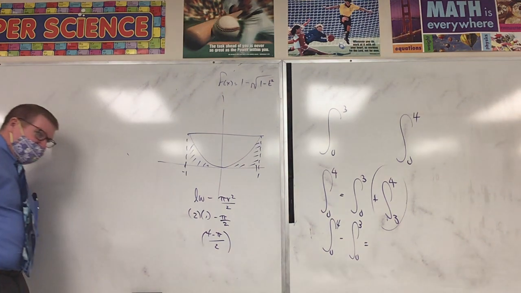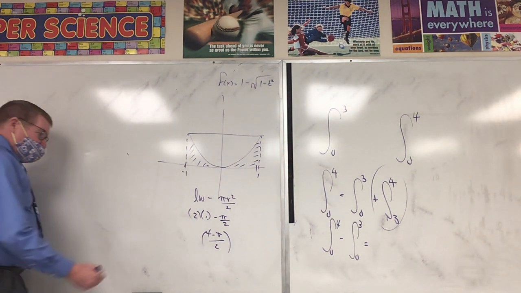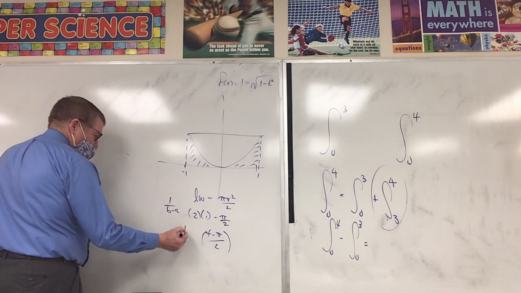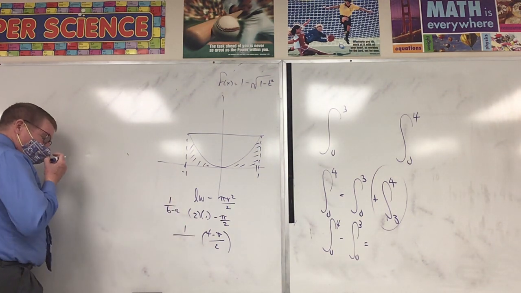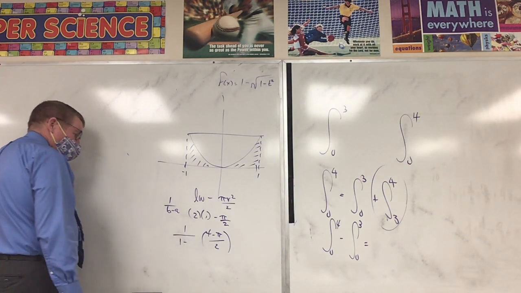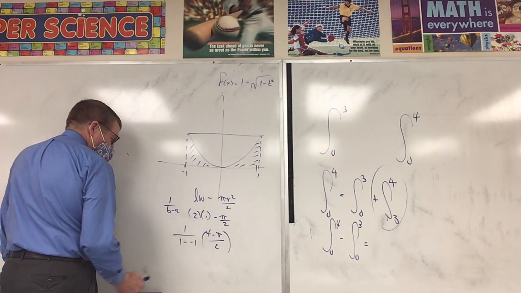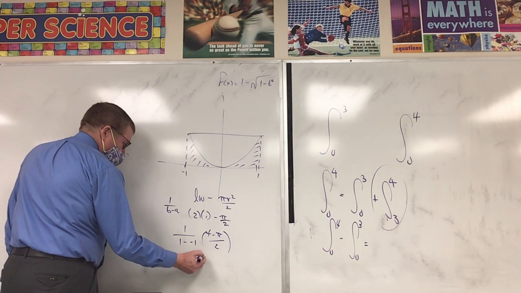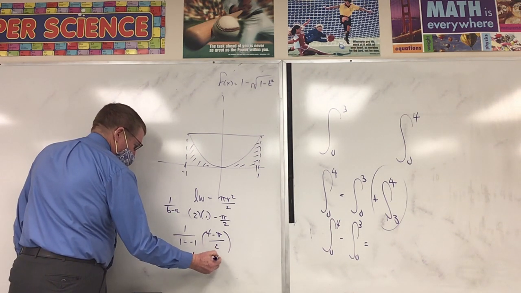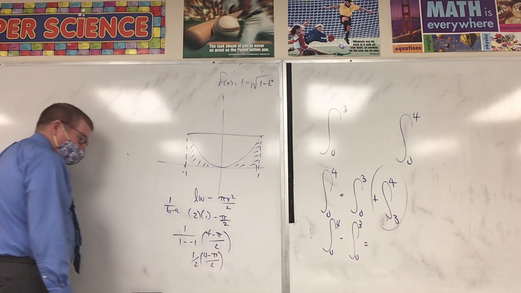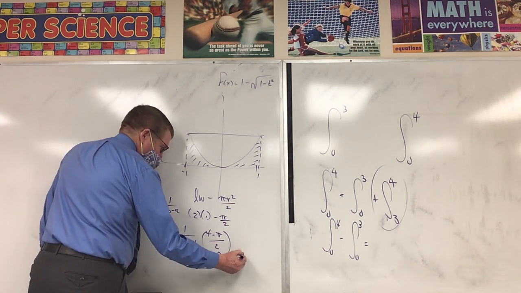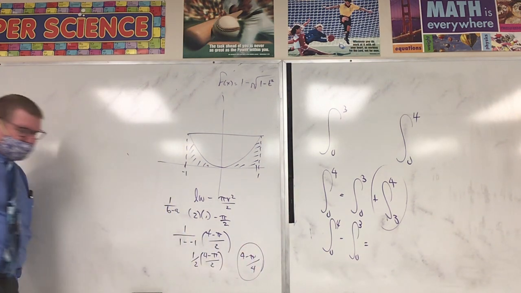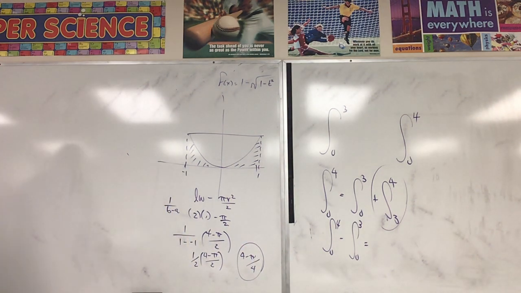I'm looking for the average value. My average is going to be 1 over b minus a. So that's going to be 1 over my b, which is 1, minus my a, which is -1, which gives me 2. 1 over 2 times 4 minus pi over 2, which gives me 4 minus pi over 4. Okay?